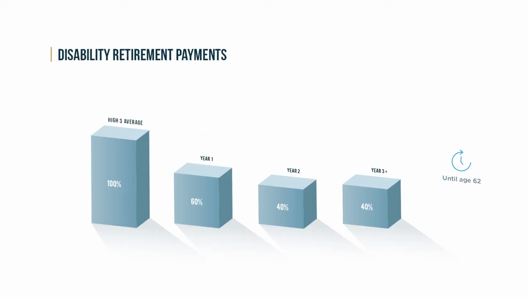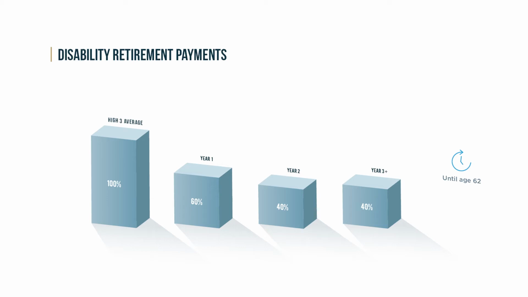Perfect. And we'll jump down there. We have a chart here just to break these numbers down. Anna, can you go over what this 60 and 40% looks like? Yeah, so looking at this chart, let's say that your high 3 average is $100,000. So that first bar represents 100% of your high 3 salary, $100,000. Year 1 on the benefit, you'll receive 60% of your high 3 salary, or $60,000. And then year 2 and each year after that until 62, you'll receive 40% of the high 3 salary, which would be $40,000. And that's paid monthly, so it's a monthly annuity.